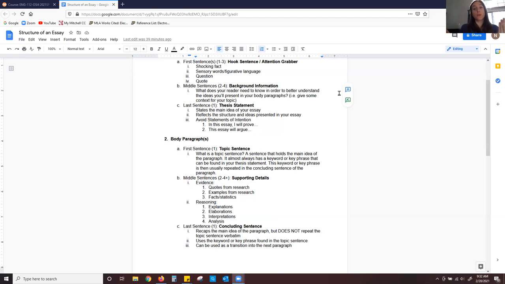Then you're going to have, of course, your concluding sentence for this paragraph. This recaps the main idea of the paragraph, but very importantly, does not repeat the topic sentence verbatim. After all, in your entire paper, there should be no sentences that are repeated verbatim. Also, you're going to use a keyword or a key phrase found in the topic sentence. I mentioned this before. Again, if we look at our original thesis statement example, high quality and or food should probably be present in the last sentence.